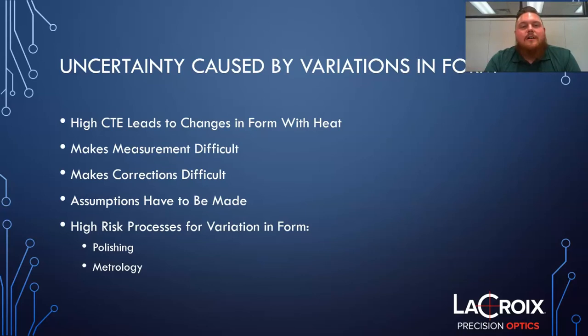And in our case, we have a lot of optics to manufacture and we have a lot of deadlines we have to meet. So we generally will have to make corrections based off of some assumptions. Those assumptions being, based on the surface we are seeing at this elevated temperature, and based on the geometry of the part, how much we need to correct in what area in order to bring that surface into tolerance when it does reach thermal equilibrium back to room temperature. So the high risk processes for variation in form, again, are polishing and the metrology process.